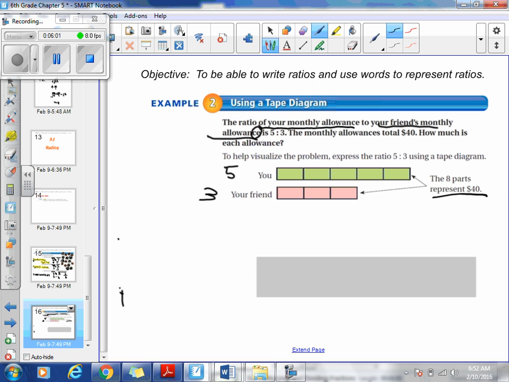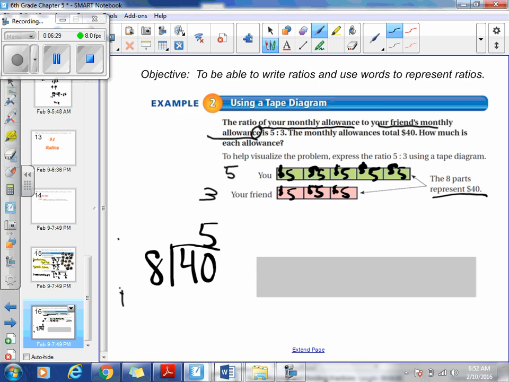Then they said, your allowance is $40, or the total allowance is $40. So if we divided that into 8 equal parts, how much would be in each part? 40 divided by 8 is 5. That means that each of these little pieces represents $5. Then if we total it up, you get 5 parts, your friend only gets 3, but they're equal parts, and each part is $5.